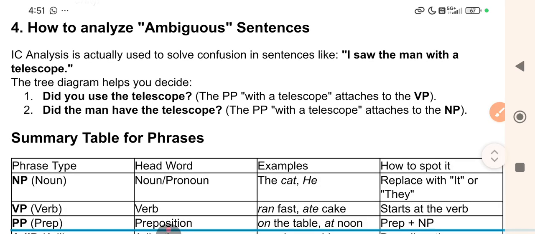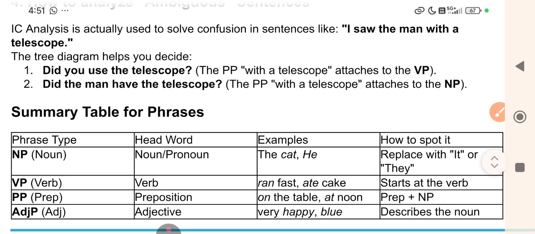Now, how to analyze ambiguous sentences? That's another part. That is done with complex sentences. Now we are moving to another part, what to do with ambiguous sentences. So let us see.